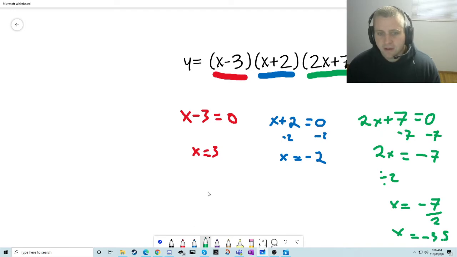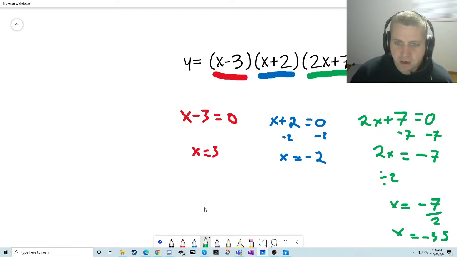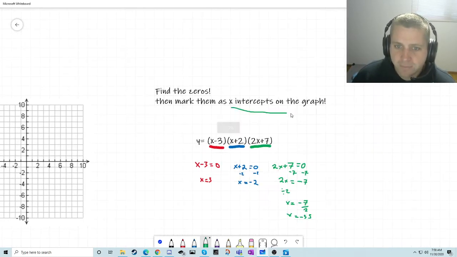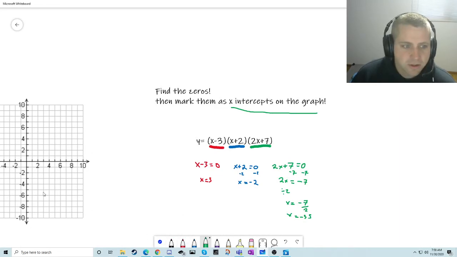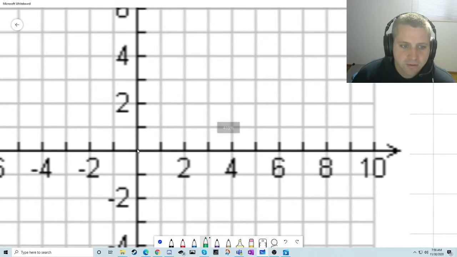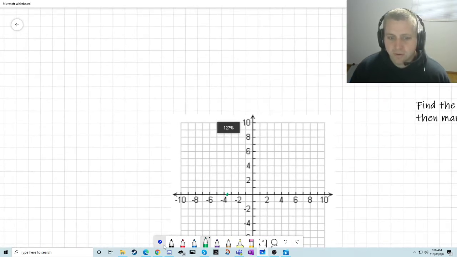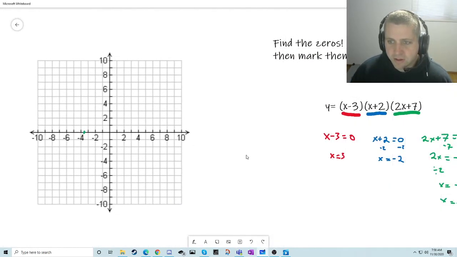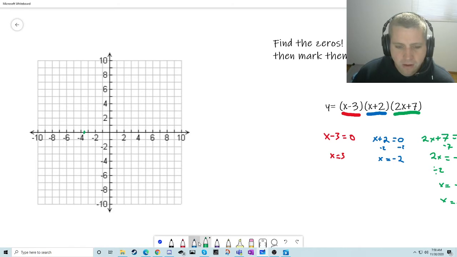So what I have is 3, -2, and -3.5, and those are actually all x-intercepts. So you're like, how do I do a 3.5 x-intercept? Well, -3.5 would be -1, 2, 3, and then halfway. So the graph crosses there. You don't have to look at what the whole graph does. I just wanted you to see the way the x-intercepts are.